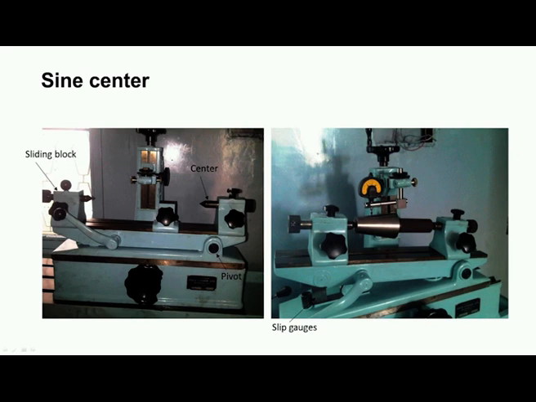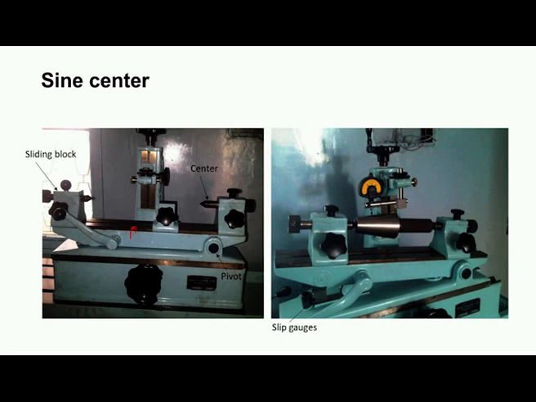Now, we can see an advanced Sine Center. This is the base, and then this is the sine table. It is pivoted here. So, this sine table can be tilted in this fashion. We can tilt the table, and here there is a roller, and this is the surface of the sine table. After tilting it, we have to fill this gap using slip gauges.